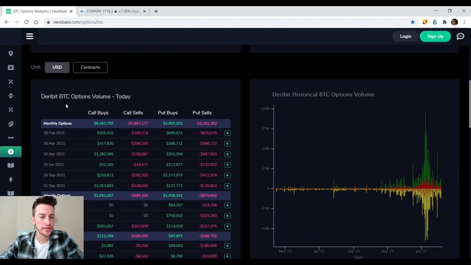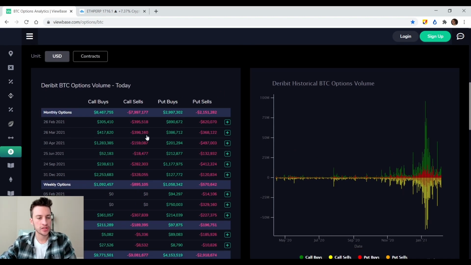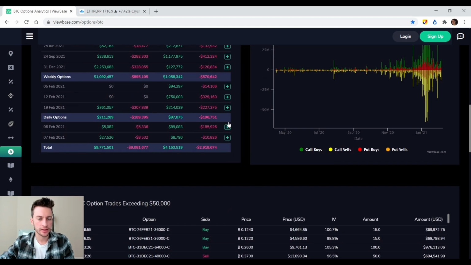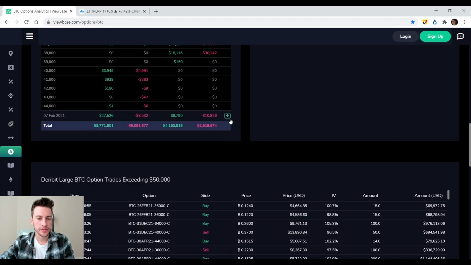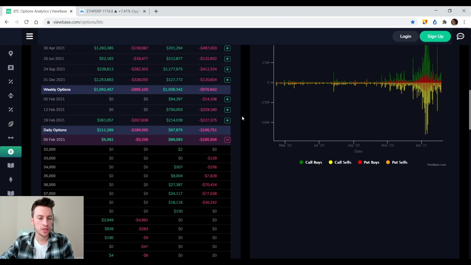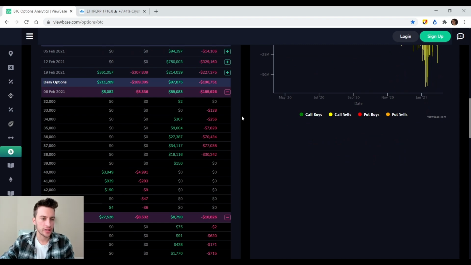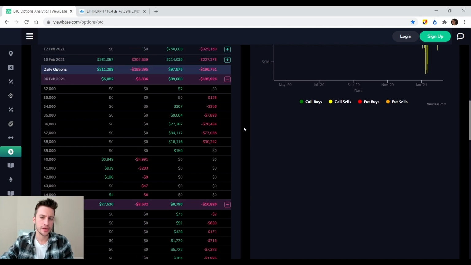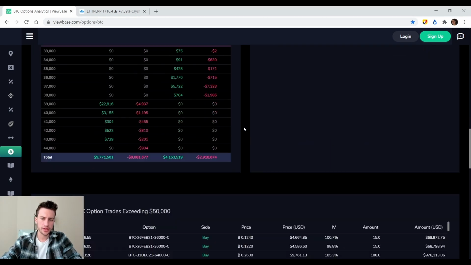If you go to Deribit BTC option volume today, you can actually expand certain things here. If I want to look at just the daily options, I can click the plus here, and you can actually see the change in how people are reacting to these things. So if I look at the Feb 7, it looks like not many people are selling calls, but a fair amount of people have been buying calls. I mean, not a fair amount. This is only $23,000. It's not really a crazy amount, but you can look in more detail if you so desire. That's the third thing you can do.